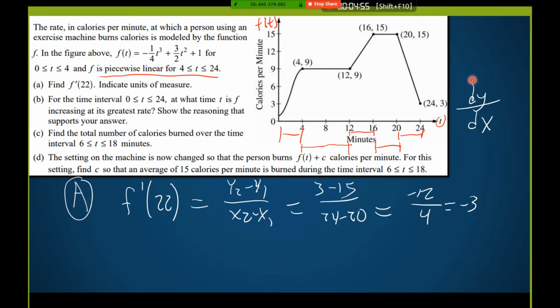What are the units used for the y-axis right now? Calories per minute. So this is calories per minute over, what's our units for x? Minutes. This is calories per minute per minute. So if I simplify that, this would be calories per minute times 1 over minute if I'm dividing by minutes, or calories per minute squared.